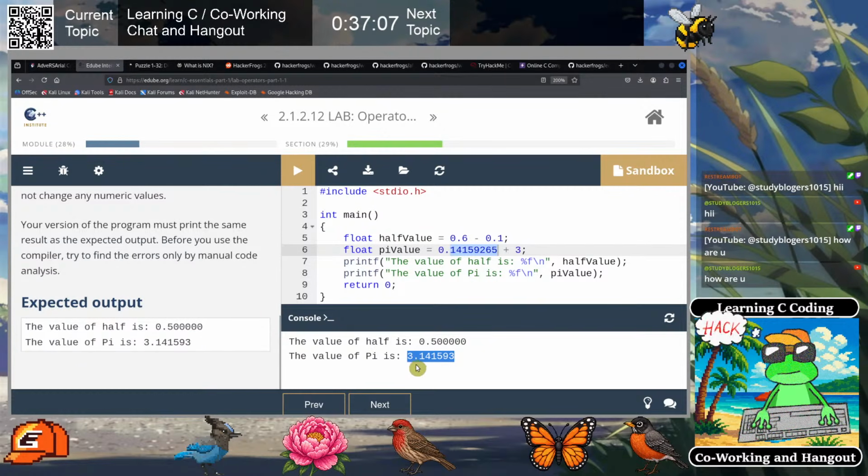Okay, so we've got the correct output for both of these numbers. We can move on.